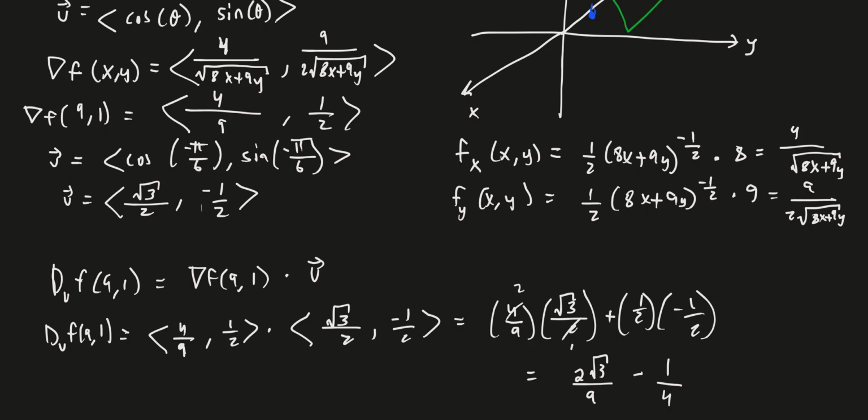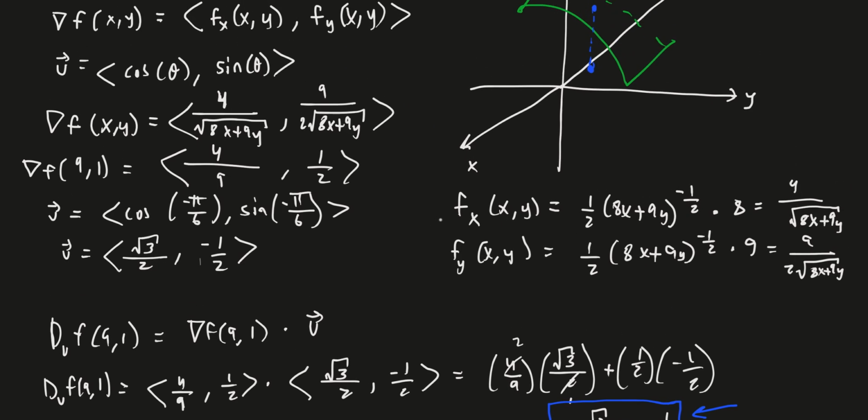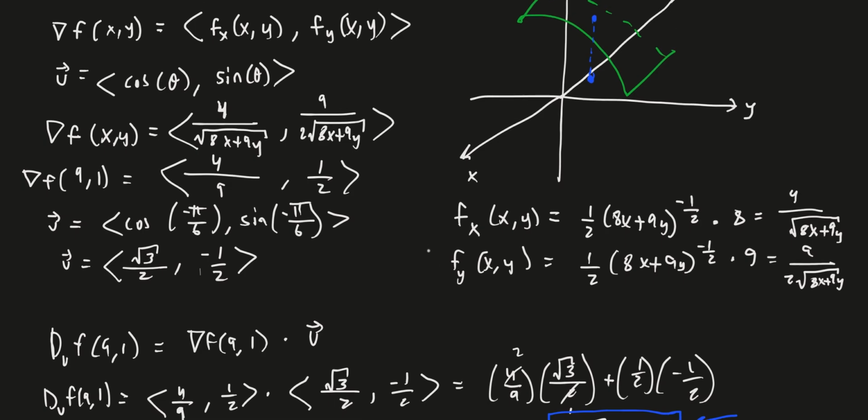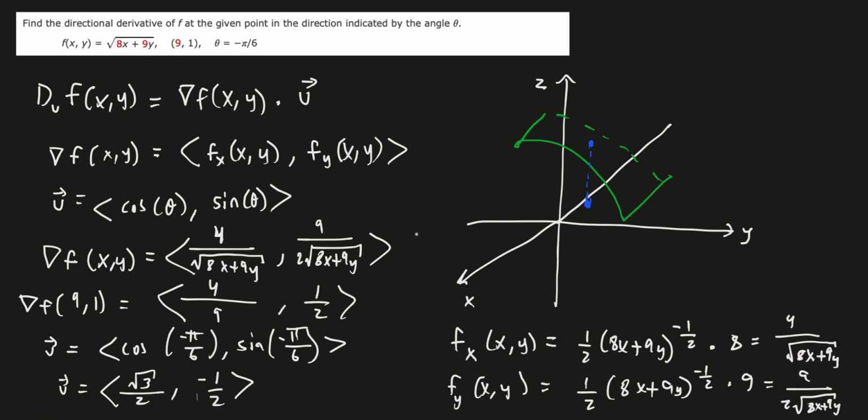I think this is a good answer. I don't know if you want to combine these. If you want to, you can, but I don't think that's very necessary in this situation. That's our slope in the direction of our unit vector of our function at the point 9, 1. And that's it.